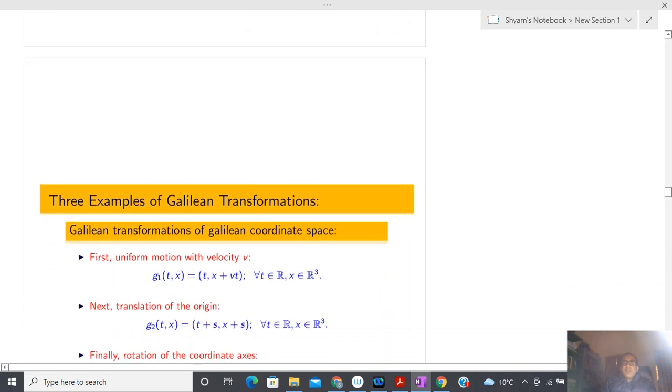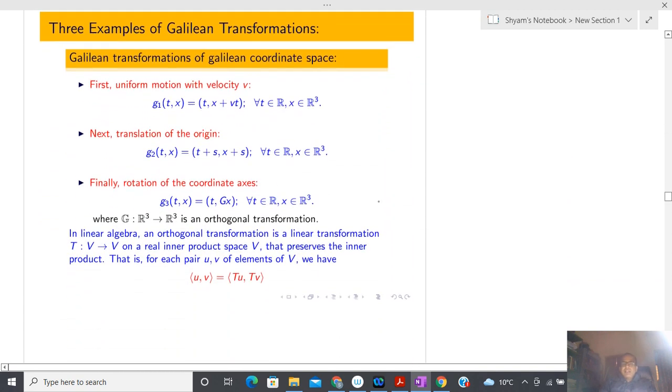Okay, so these are the Galilean transformations. Okay, in Galilean coordinate space, now I am going to talk about time as a real number and space as R3. Okay, so you can see here that whenever I am talking about the Galilean coordinate system, then I have Euclidean space and time as a real number. Anyone has any confusion?